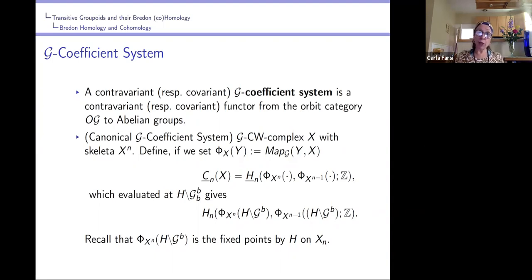And then you take the fixed points. Remember, one of those objects that are in the orbit category will be of type G over H. So practically this fancy notation means you take the fixed points of H, of the subgroup H, on the n skeleton or on the n-1 skeleton, and then you do the relative homology. That's a fancy way of writing it. I'm not going to go into the details. I think the ideas are much simpler than how you're going to write it down in the end.